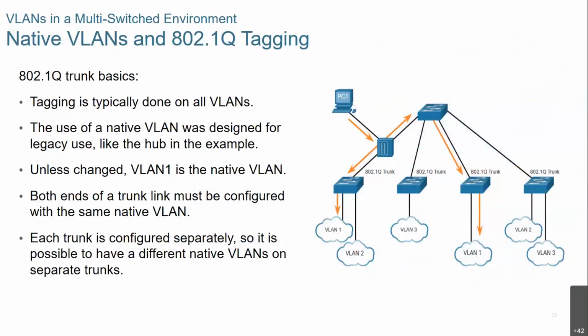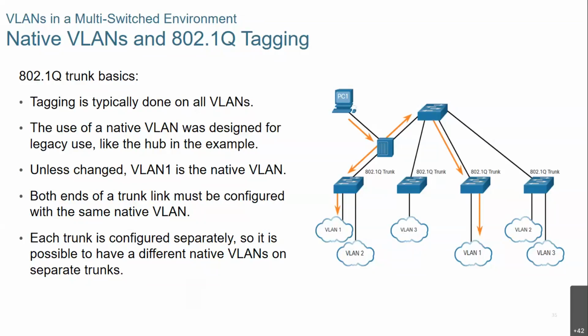So native VLANs and 802.1Q tagging. Tagging is typically done in all VLANs. The use of native VLAN was designed for legacy use because hubs cannot handle tagging. So if there are networks using hubs, they will go under the native VLAN, so they don't need any tagging. By default, VLAN 1 is the native VLAN.